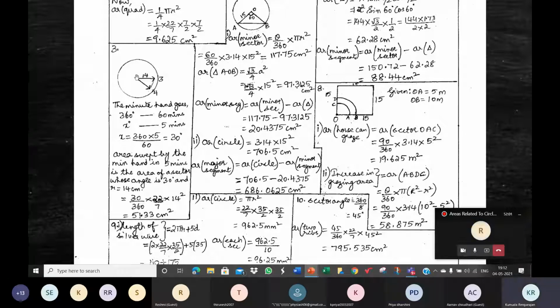So children, this is the minute hand. The minute hand say is pointing to 3. After 5 minutes, it will move to 4. It will move pointing to 4.